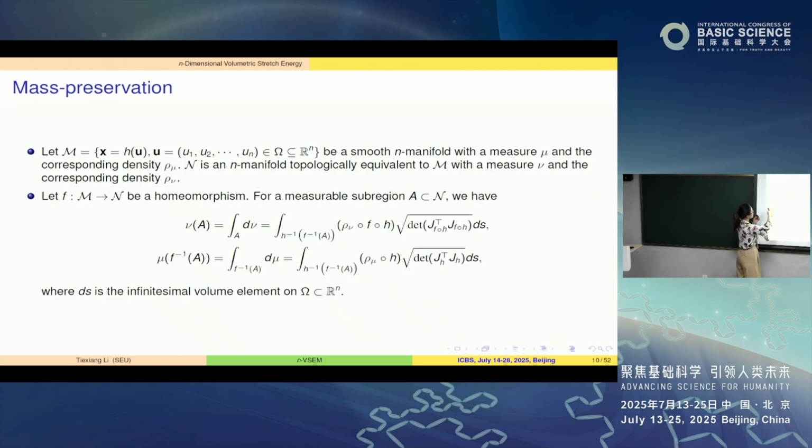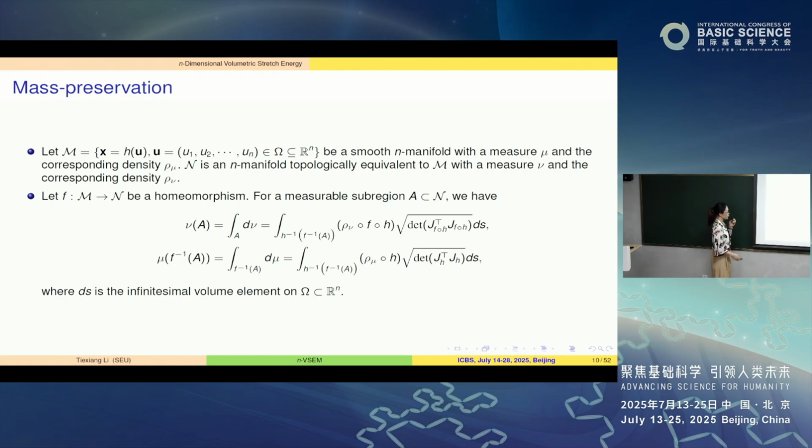So let F from M to N be a homeomorphism. For a measurable subregion A in N, we can calculate the mass. We have rho as a density, so we call nu(A) the mass of this subregion. So nu(A) has this formula to calculate. And for the pre-image, mu of this part, this is the mass of this part.